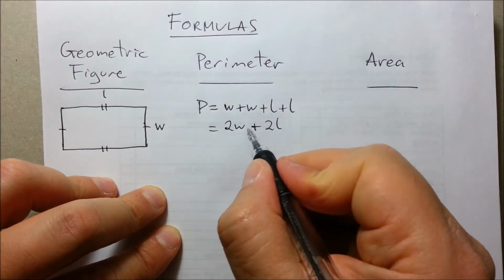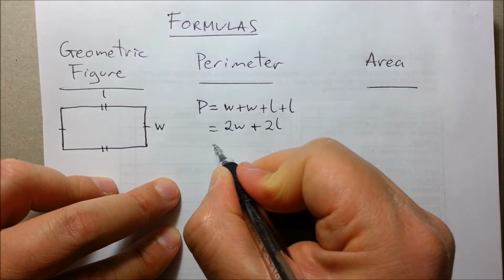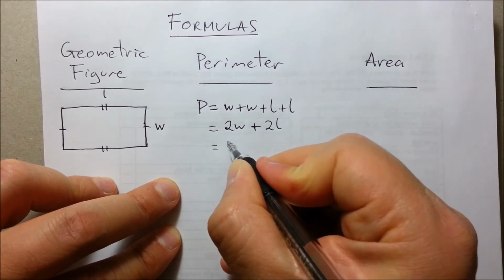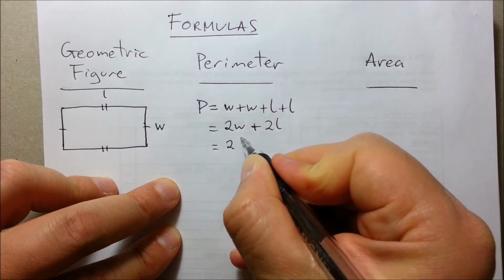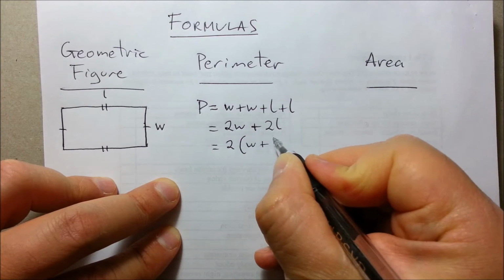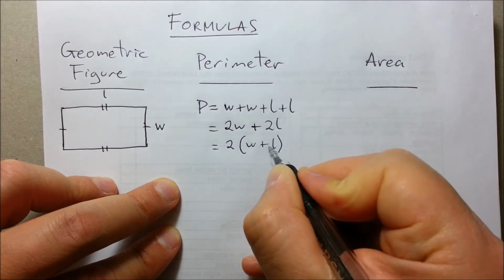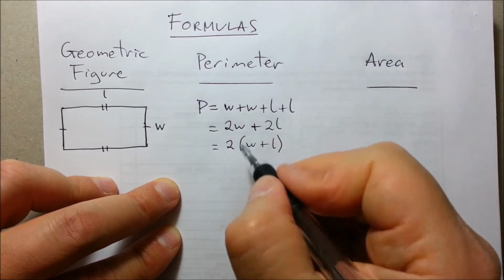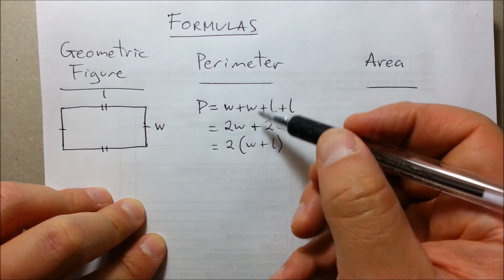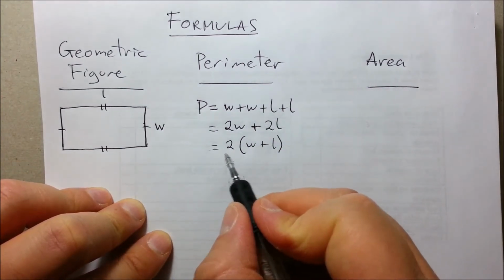We can write it this way as well, or we can also write it this way by factoring out what's common among these two terms, which is the 2. So 2 open bracket L plus W. So 2 times this will give us this, will give us that. Same thing. All these three formulas are exactly the same thing. This is just a simplified version.